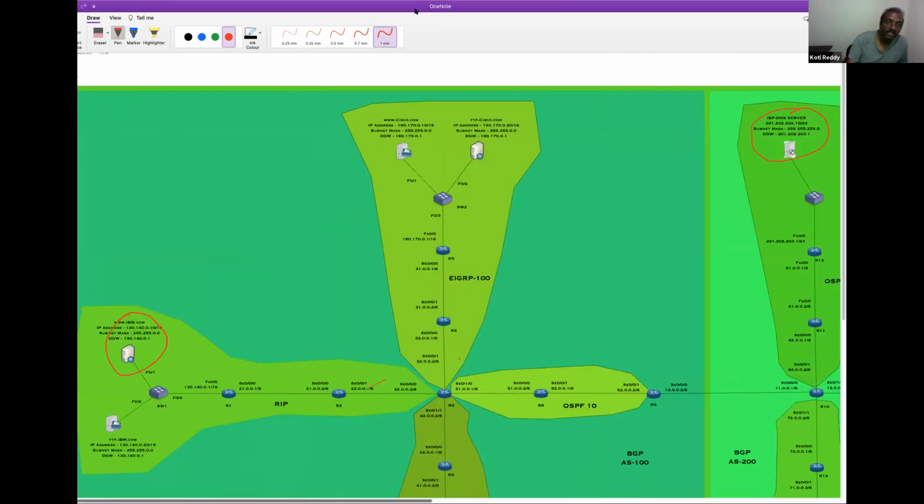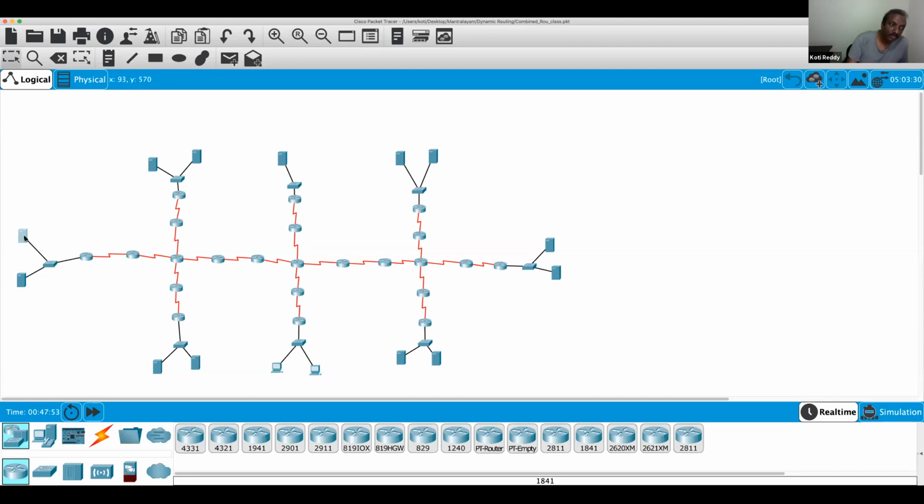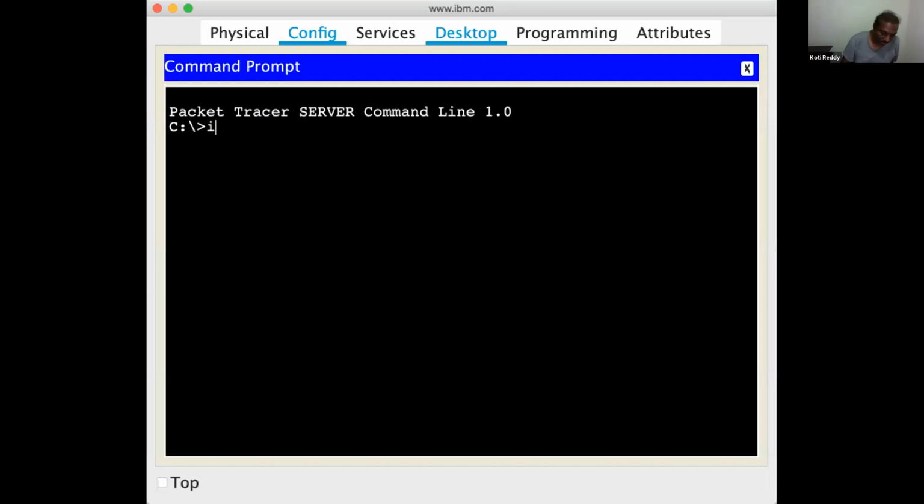So let's go to 130.140.0.10. This particular server system is present in ISP number 1. I go to this particular system. Here, I give the command ipconfig.